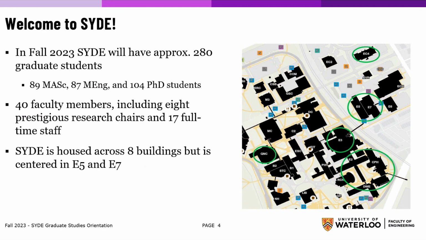In the fall 2023 term, we're going to have approximately 280 graduate students total in the program. The bulk of those are PhD students at 104. We have 89 MASc students and around 87 MN students. The department has 40 faculty members, including 8 prestigious research chairs and 17 full-time staff members. Systems is housed across 8 buildings, but administratively we're centered in E5 and E7, which this building is E7 and the adjacent building is E5, on the 6th floor.